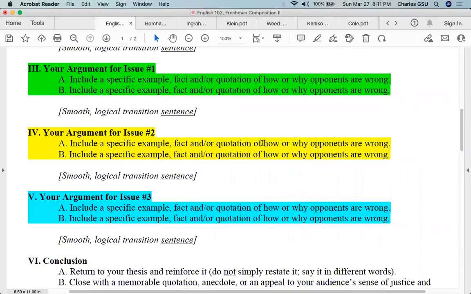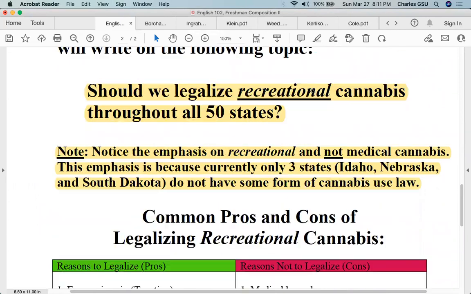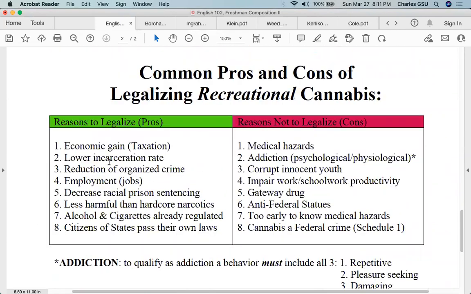So let's say, hypothetically, you wanted to say, yes, we should legalize recreational cannabis, not medical. You could just pick 3 of these right here. You could say, we should legalize recreational cannabis because we will benefit from taxation, we will benefit from lower incarceration rates, especially for people of color, and there will be a reduction of organized crime. Because you will have legalized it, and like cigarettes and alcohol, you will have it overseen by the government, and you will take away the black market because there's no longer an incentive to buy it from some shady person down the street.